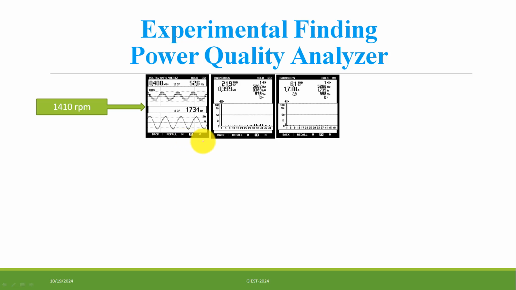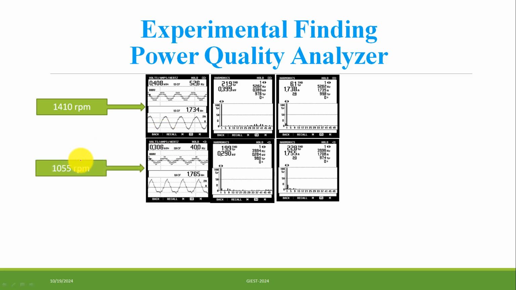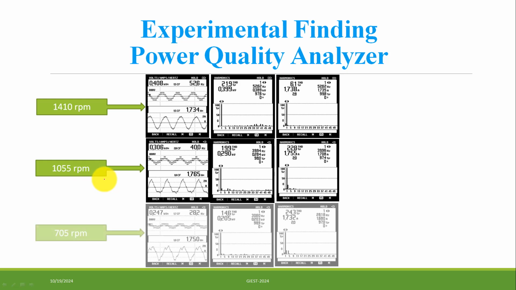Experimental finding: power quality analyzer. Power quality analyzer results have been recorded at the terminal of the induction motor at different speeds. First is the rated speed, that is 100%, 1410 rpm. Second is 75% of speed, that is 1055 rpm. Third is 50% of rated speed, that is 705 rpm.